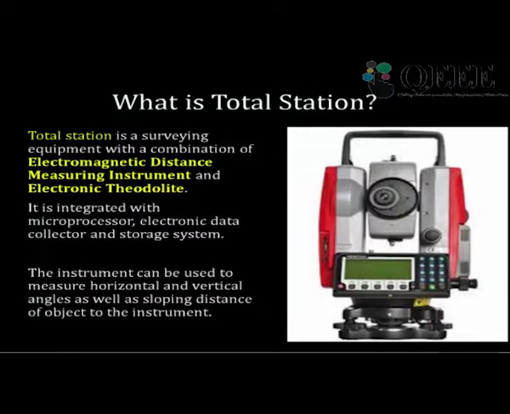So I'll start with what is a total station. A total station is a surveying equipment with a combination of an electromagnetic distance measurement instrument and an electronic theodolite. It is integrated with a microprocessor, electronic data collector and storage system. So the total station means it will provide total solutions to all your surveying needs.